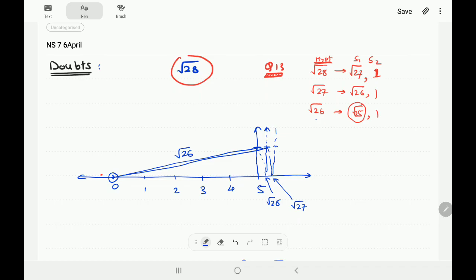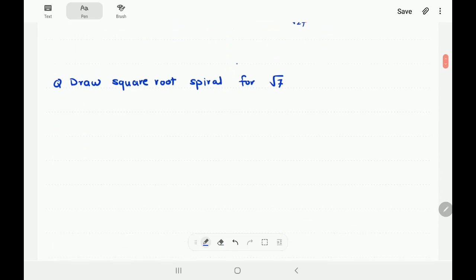On that, if you draw and if you take it, this is going to become your root 28. Got the point clear? Understood. Good. So that's it. It's not a big deal. This concept you need to understand. Finished. I hope your doubts are clear. Okay? We'll go for the next one now.